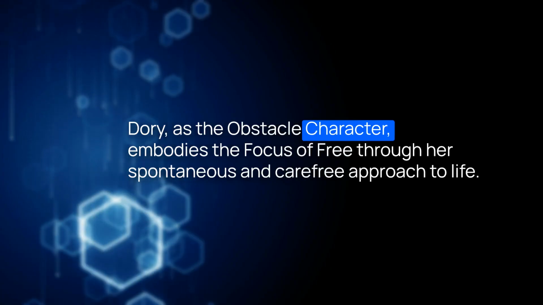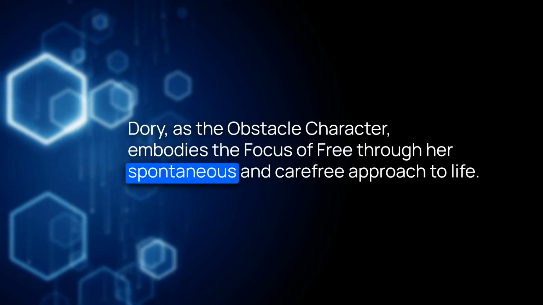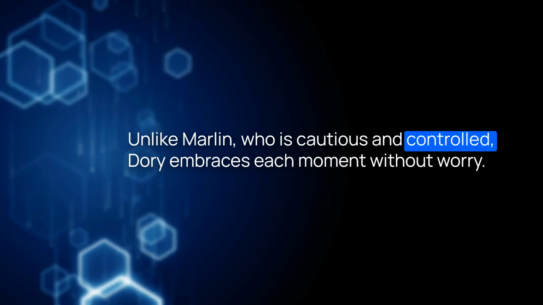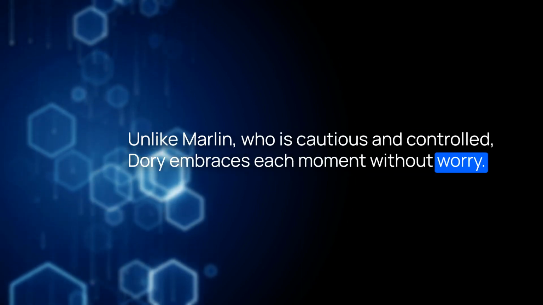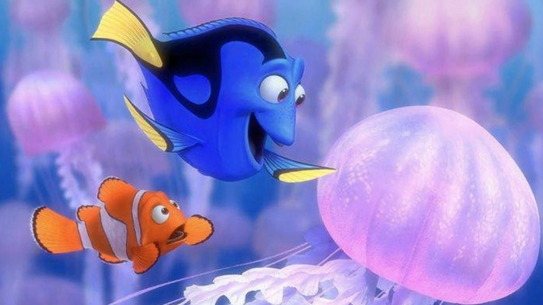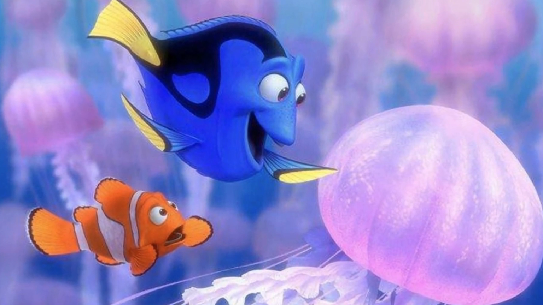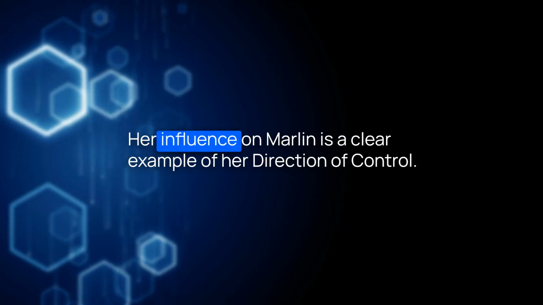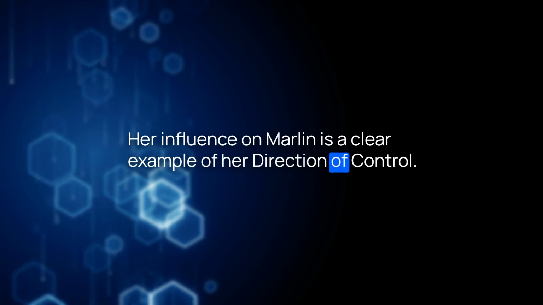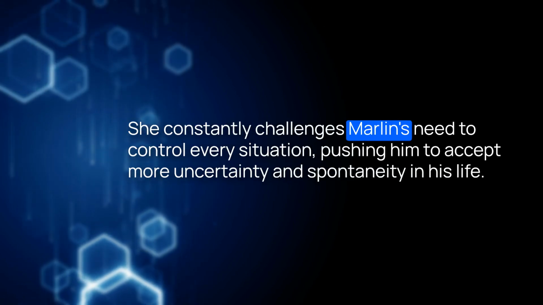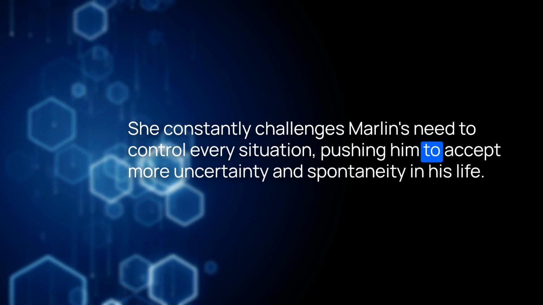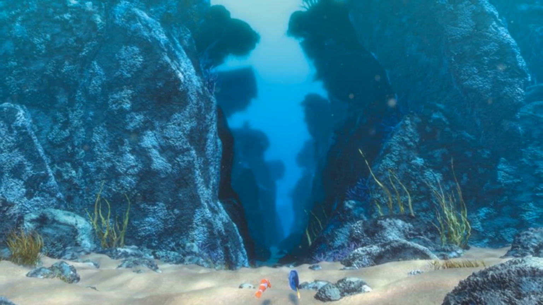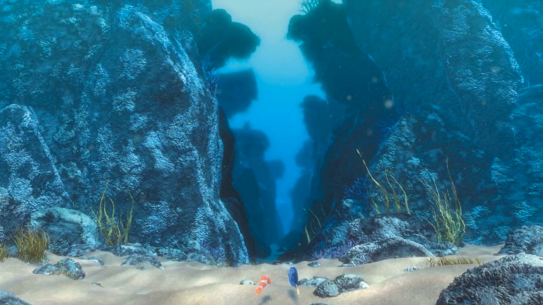Dory, as the obstacle character, embodies the focus of free through her spontaneous and carefree approach to life. Unlike Marlin, who is cautious and controlled, Dory embraces each moment without worry. This is evident in scenes like when she joyfully interacts with a group of jellyfish, treating it as a fun game despite the potential dangers, thereby challenging Marlin's cautious approach. Her influence on Marlin is a clear example of her direction of control. She constantly challenges Marlin's need to control every situation, pushing him to accept more uncertainty and spontaneity in his life. This is seen when she persuades Marlin to swim through a trench for a shortcut, teaching him to trust in the unknown.